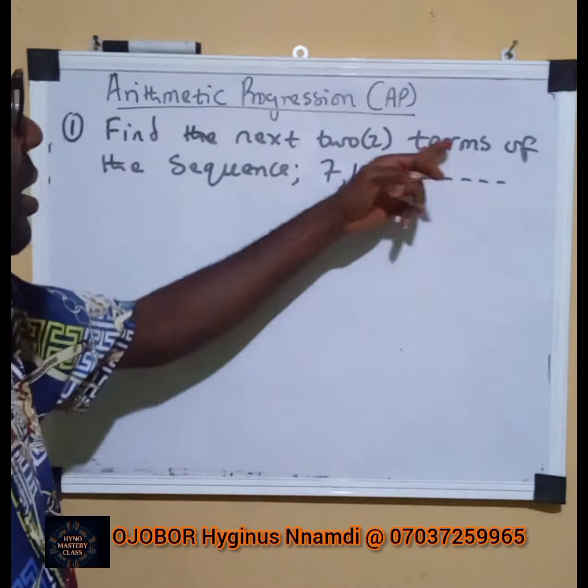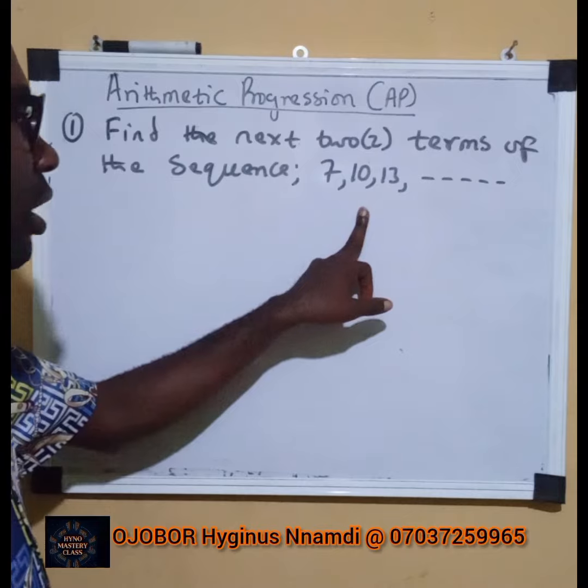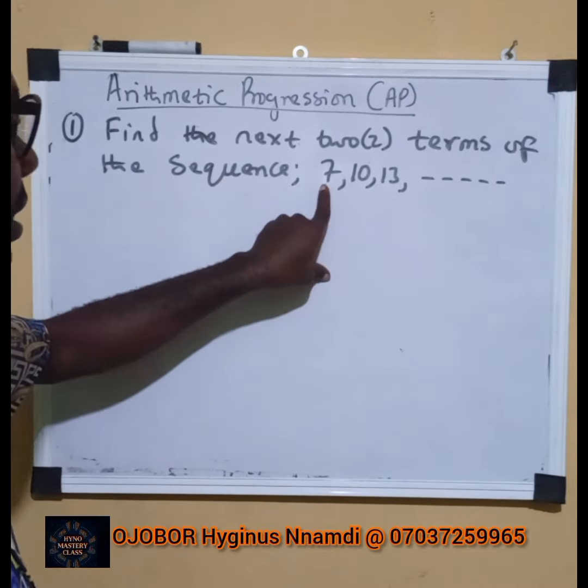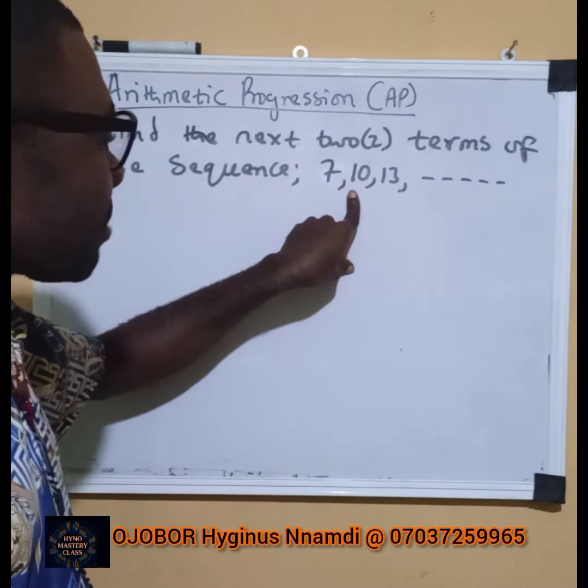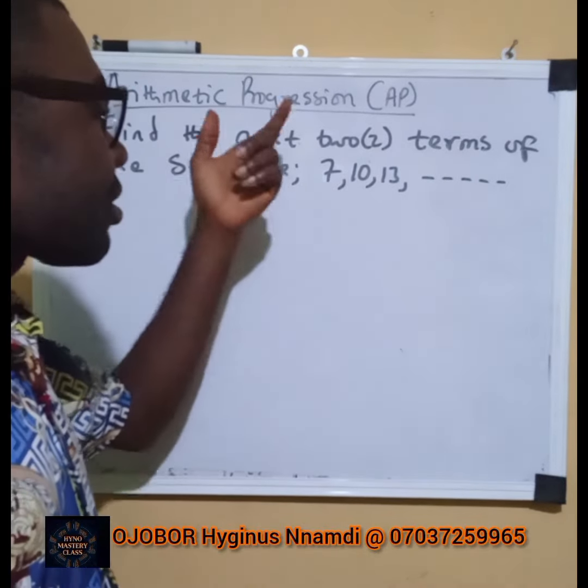Said find the next two terms of the sequence. Okay, if you look at this sequence, we need to know the kind of sequence it is. You will see that if you add 3 to 7, it becomes 10. If you add 3 to 10, it will be 13. So the number that is added to a number to get the succeeding number is 3.